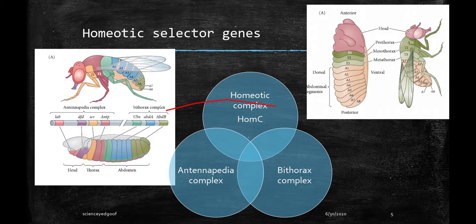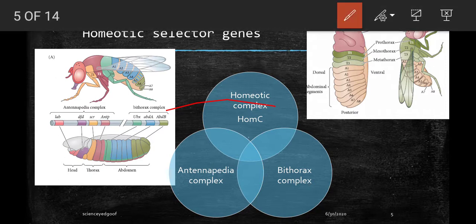And coming to this, the homeotic genes, specifically in Drosophila melanogaster, were discovered by Edward Lewis. In Drosophila there are two regions on chromosome 3 which contain the homeotic genes.